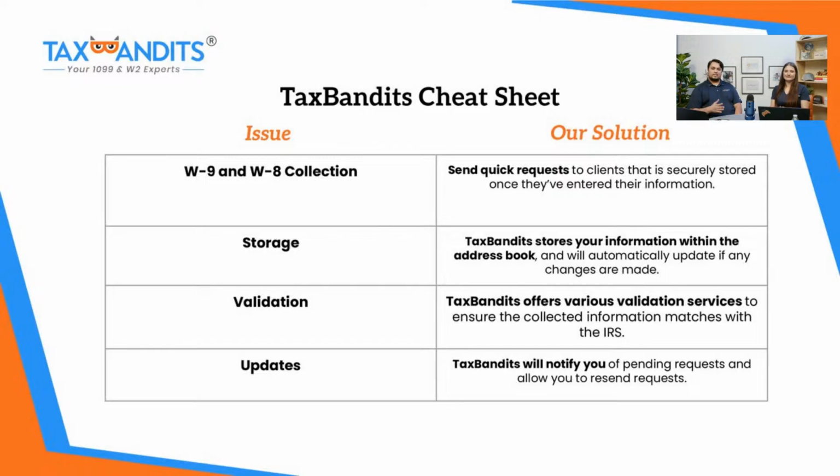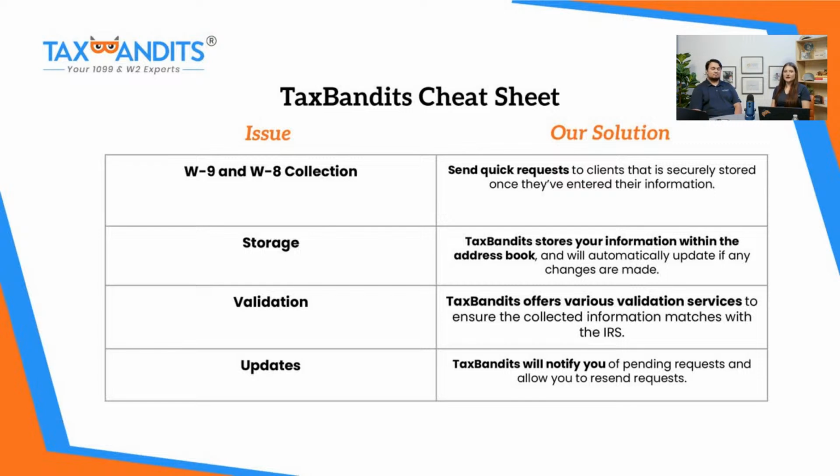Here we've got our little TaxBandits cheat sheet. Screenshot it. We'll sit on it for a little while, but if you have an issue with W-9, W-8 collection, you can send quick requests to clients. It's securely stored. It's all through a portal and connects to your TaxBandits account. So once you get the information, it's automatically there. The person or the company is automatically added to your address book.